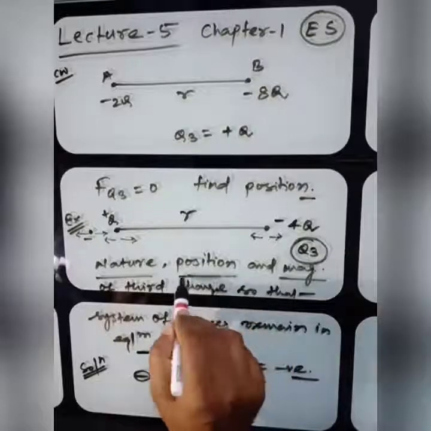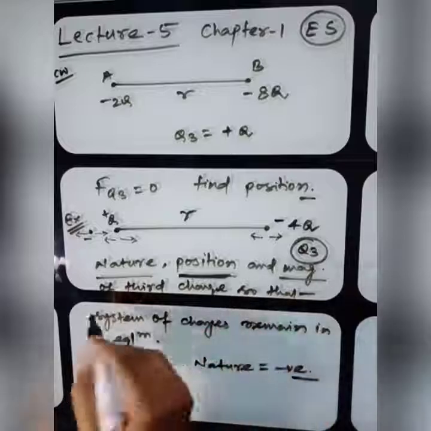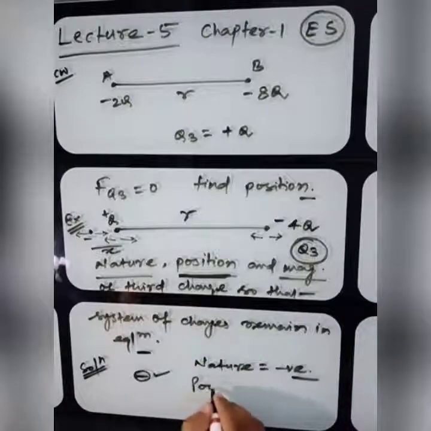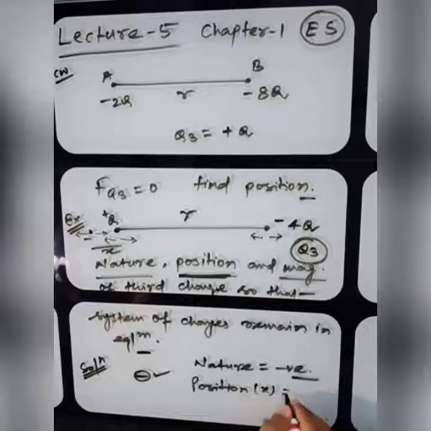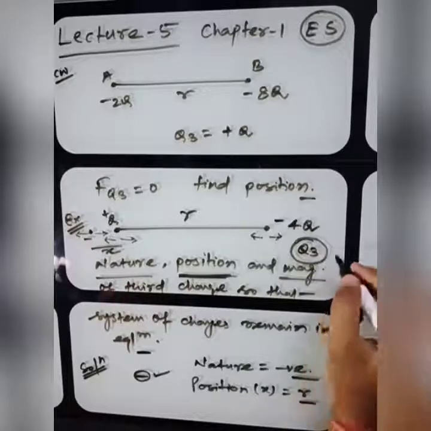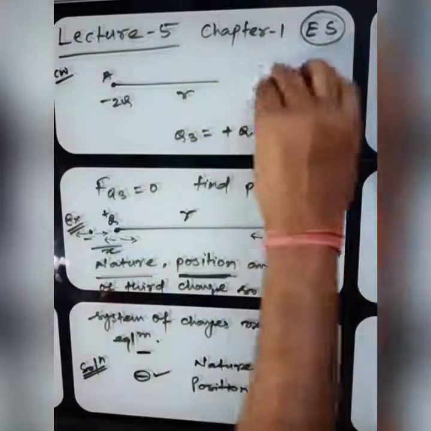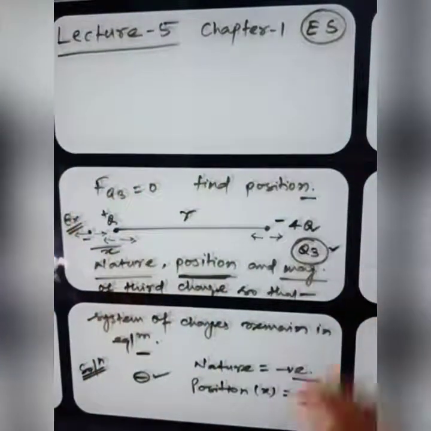Second, position. And position, already we have discussed how to find the position. If this distance is x, we'll get that position, x will be r. We have solved this question already, so we have the position also. Now magnitude. How will we find the magnitude of the third charge so that the system remains in equilibrium?